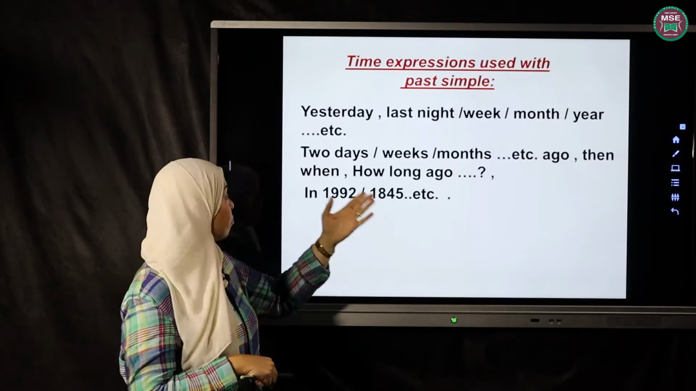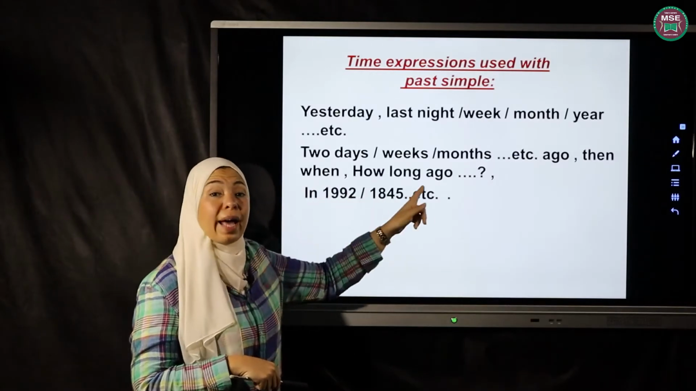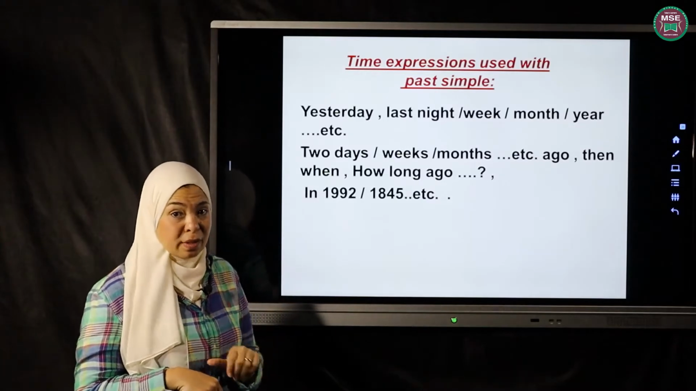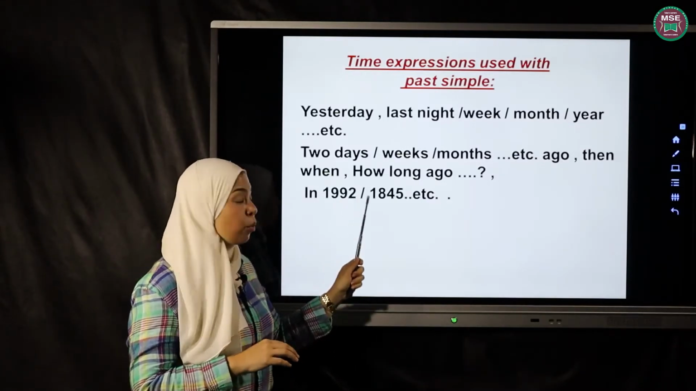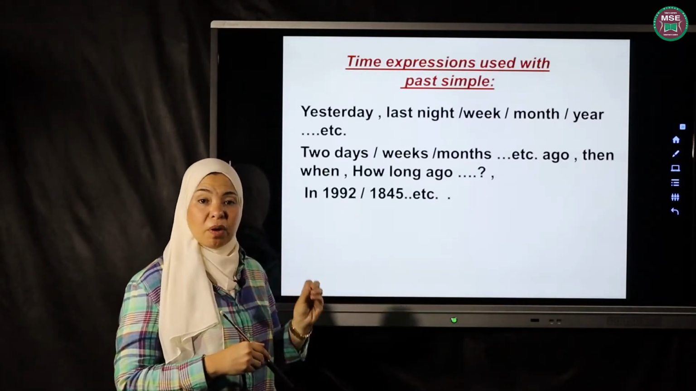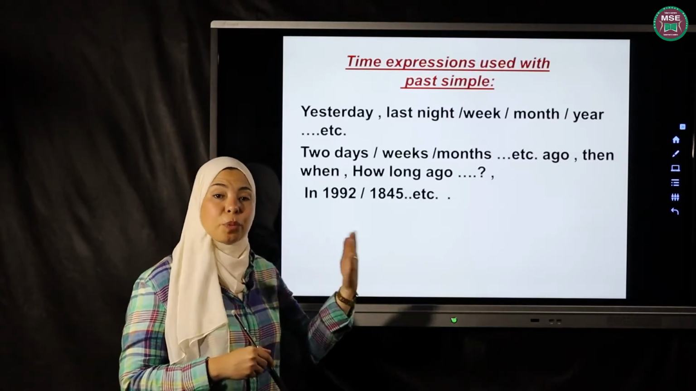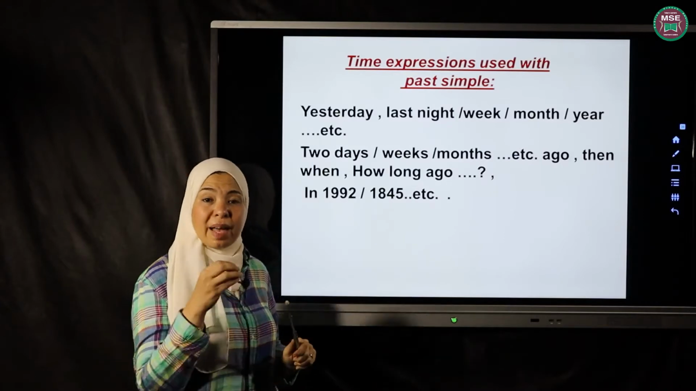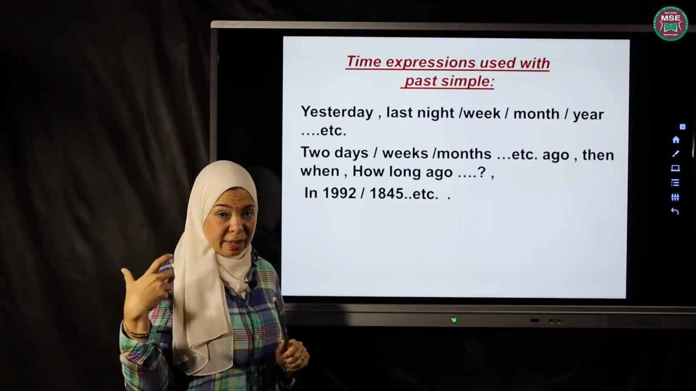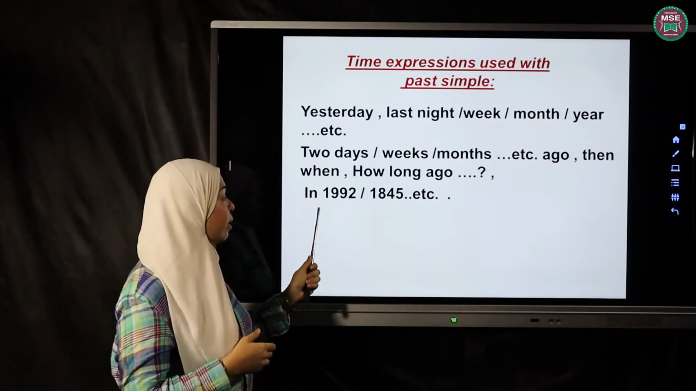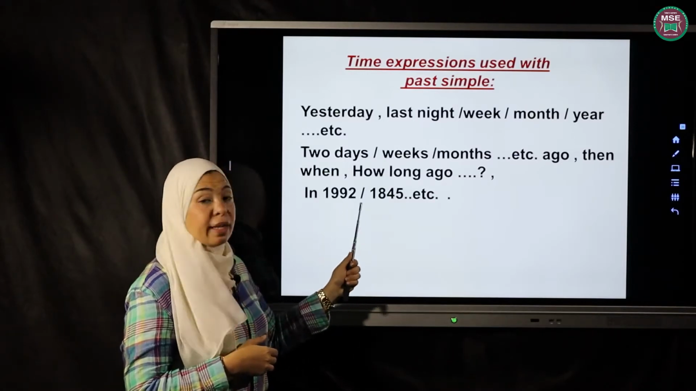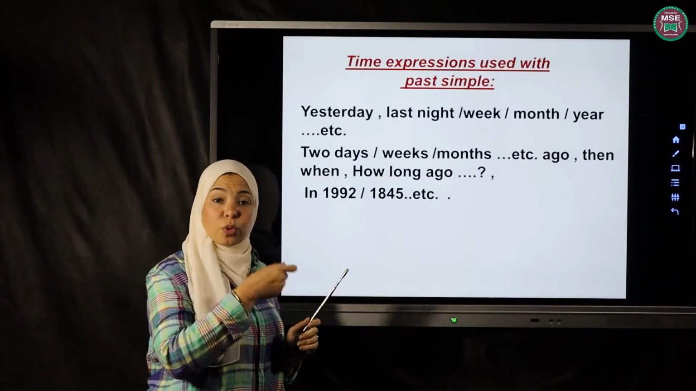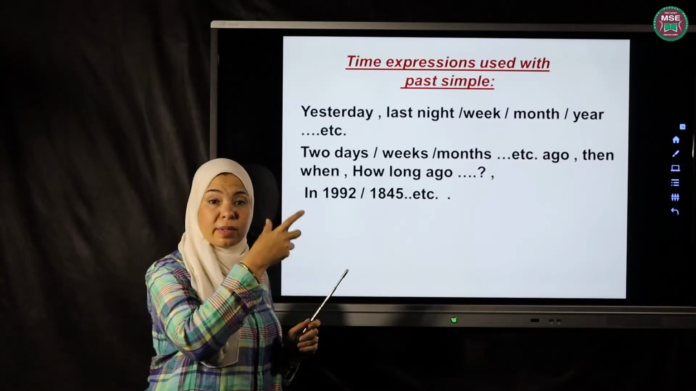Then, when, how long ago, which differs from the present perfect continuous. As I said before, how long is one of the most important time expressions for the present perfect progressive or present perfect continuous. But if I put ago, this means that I'm asking about a past state or past action. In 1992, in 1845, so in plus a specific date refers to a past action or a past statement.